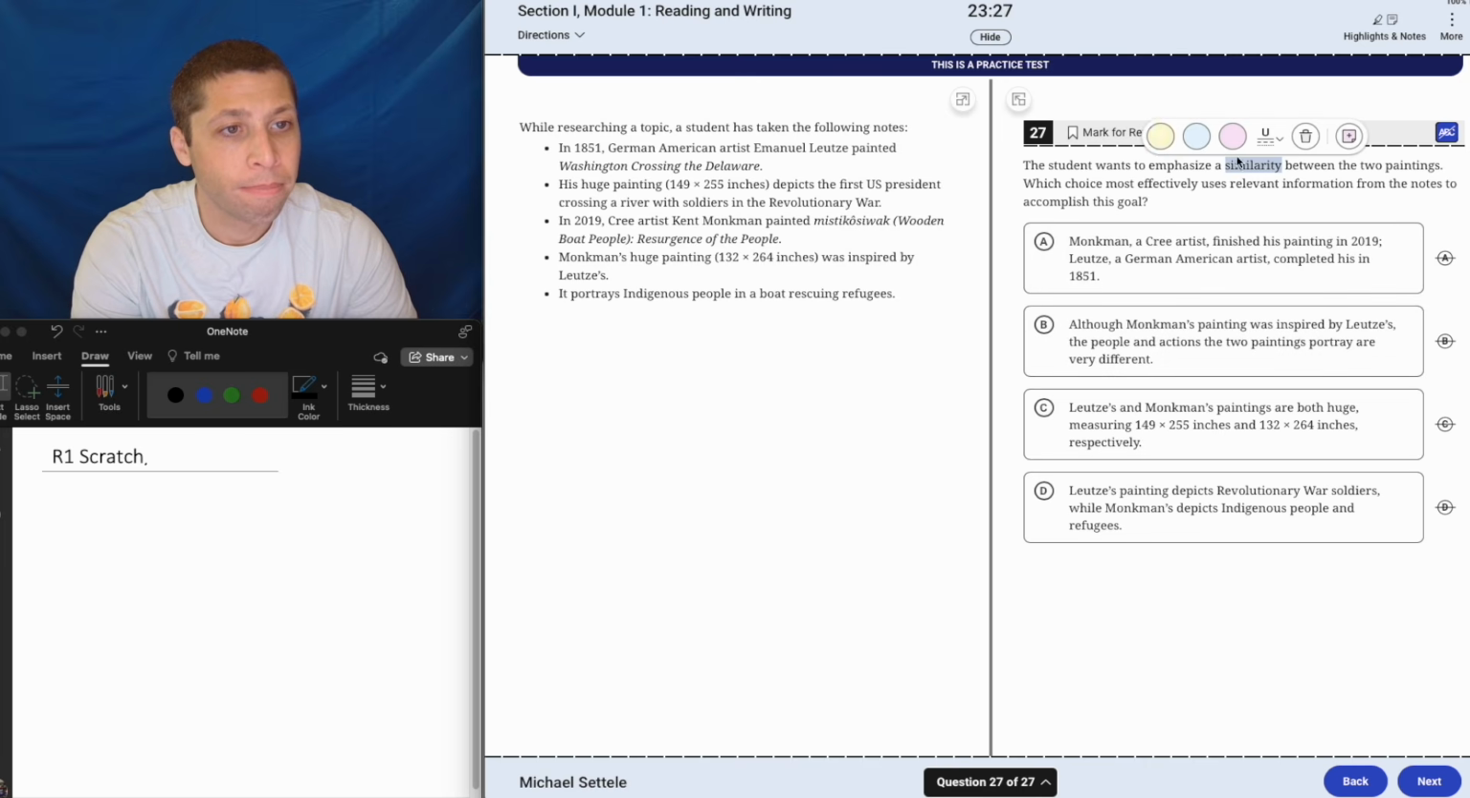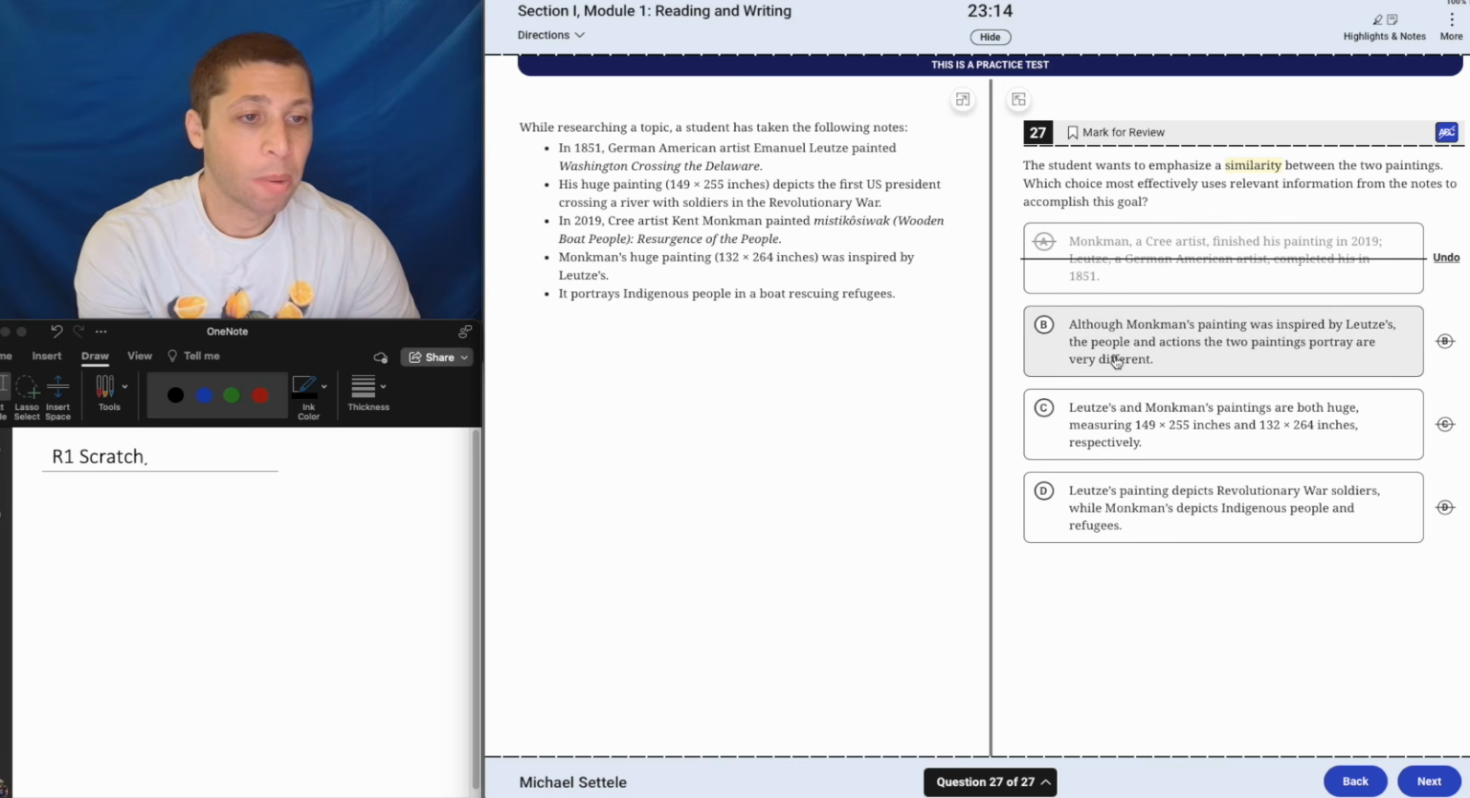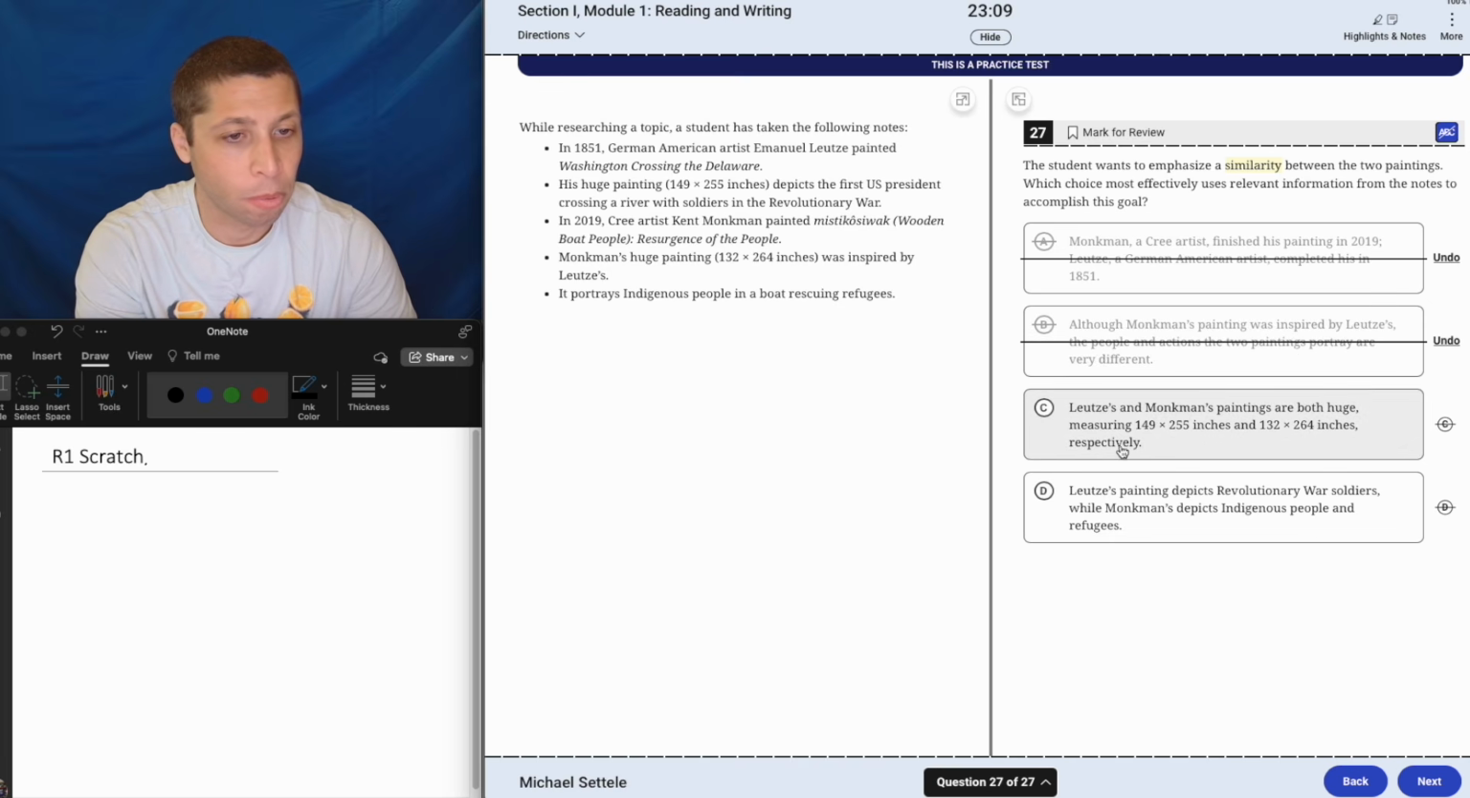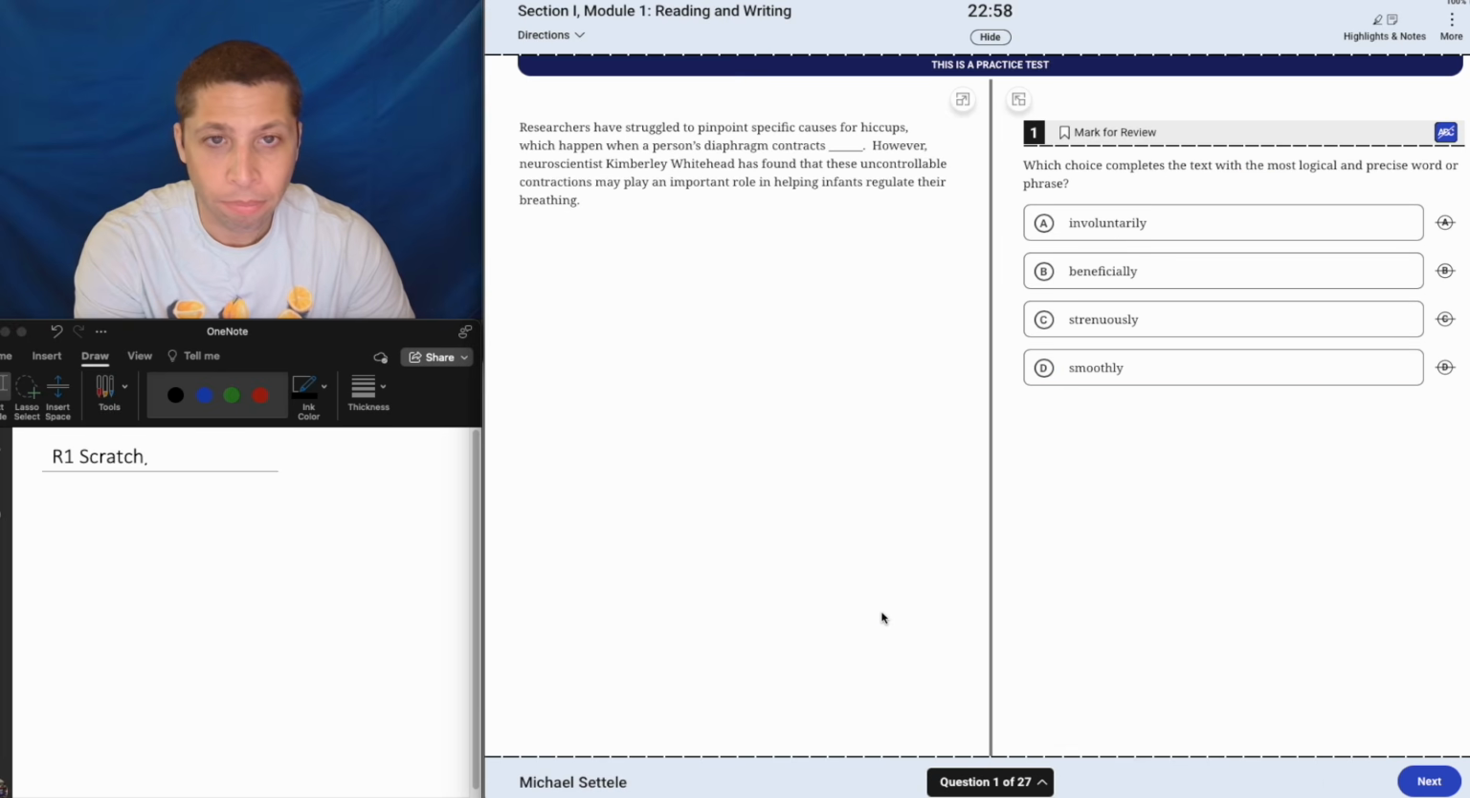A similarity. I think I've seen this one too. Monkman, a Cree artist, finished the painting in 2019. Lutz, a German-American artist, completed his in 1851. Well, that's not a similarity. That's a difference. Although Monkman's painting was inspired by Lutz's, the people and actions are very different now. Difference. Lutz and Monkman's paintings are both huge. That sounds like a similarity. Lutz's painting depicts Revolutionary War soldiers, while that sounds like a contrast. Okay, so yeah, definitely that. So these are really easy. Now we go to the front. Making great time here, less than 10 minutes.